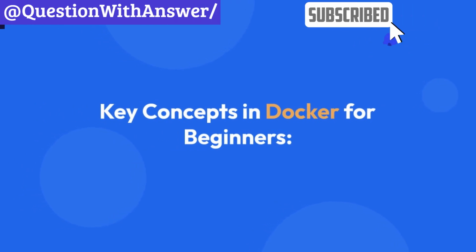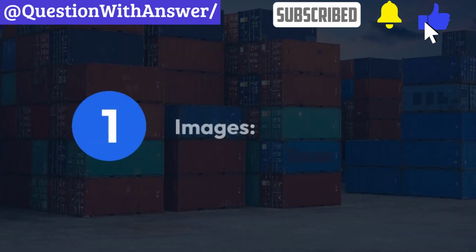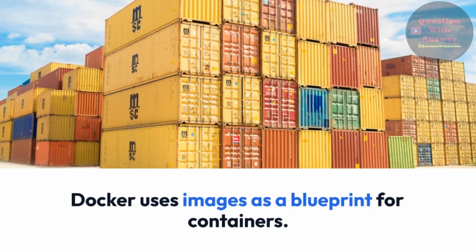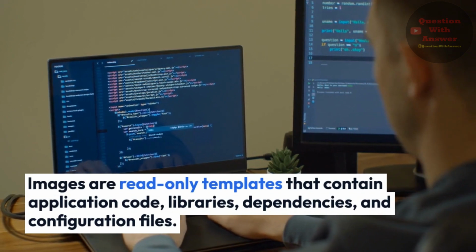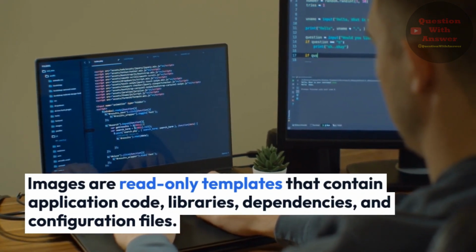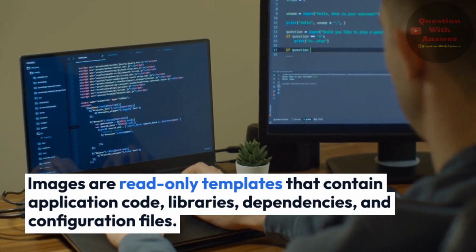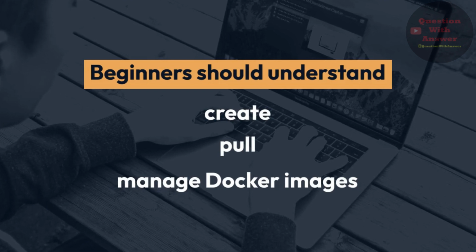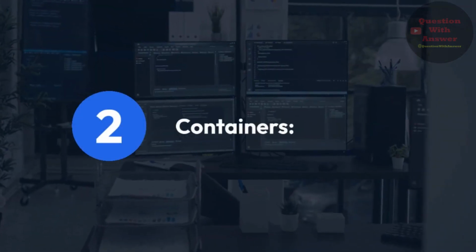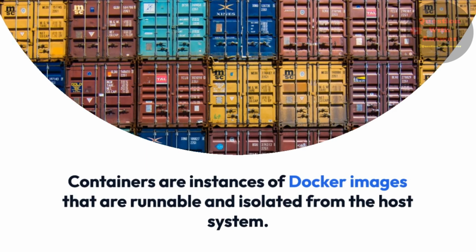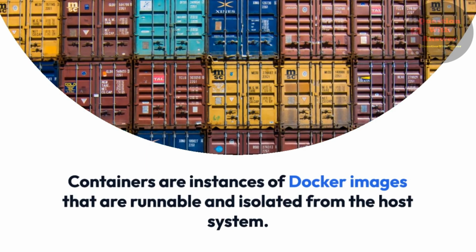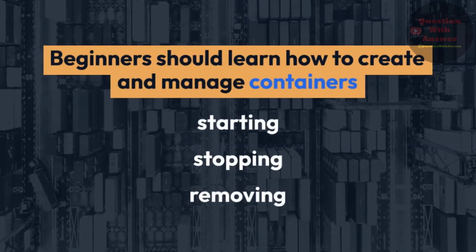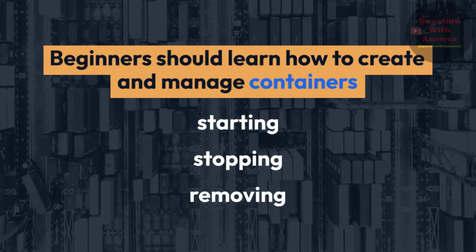Key concepts in Docker for beginners. 1. Images. Docker uses images as a blueprint for containers. Images are read-only templates that contain application code, libraries, dependencies, and configuration files. Beginners should understand how to create, pull, and manage Docker images. 2. Containers. Containers are instances of Docker images that are runnable and isolated from the host system. Beginners should learn how to create and manage containers, including starting, stopping, and removing them.